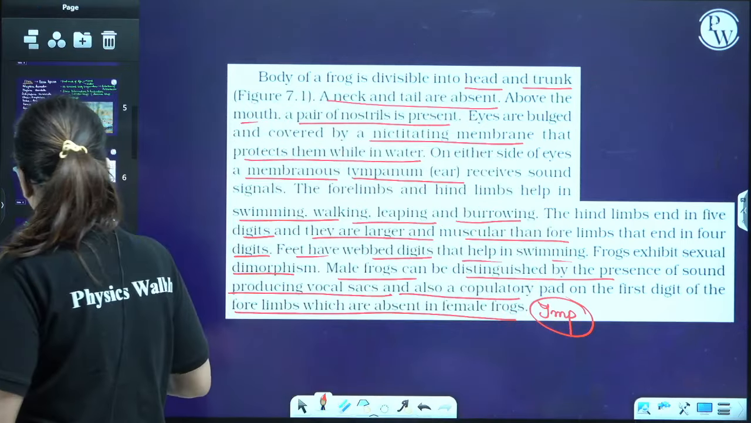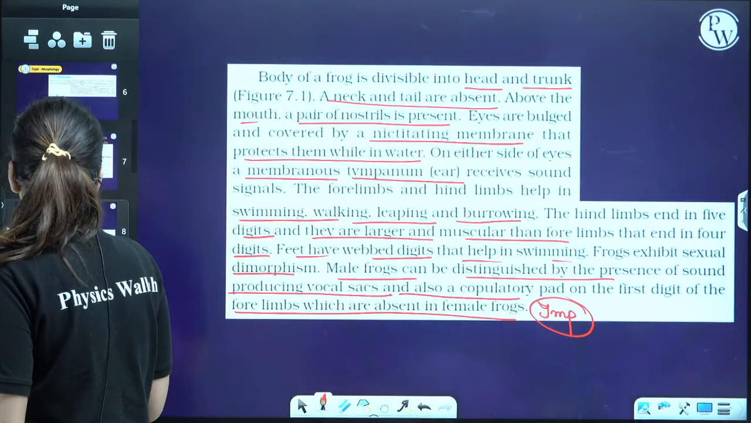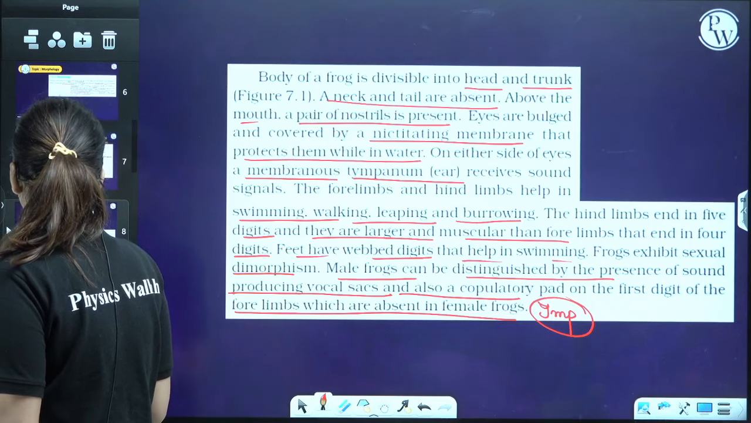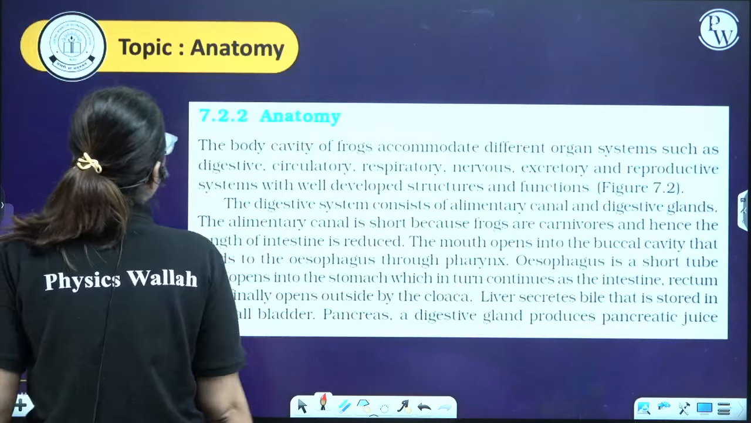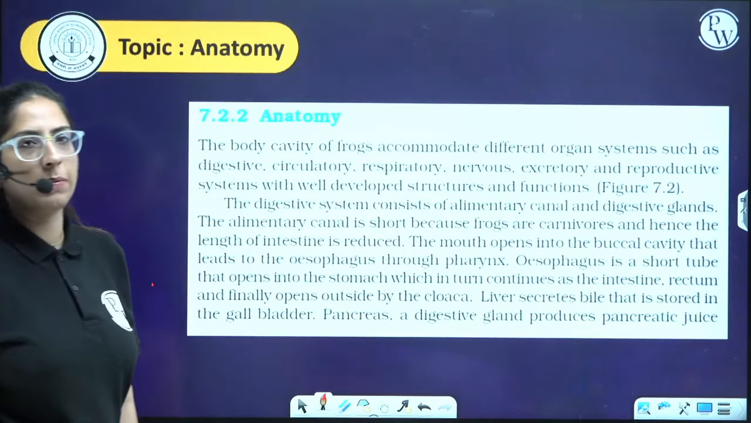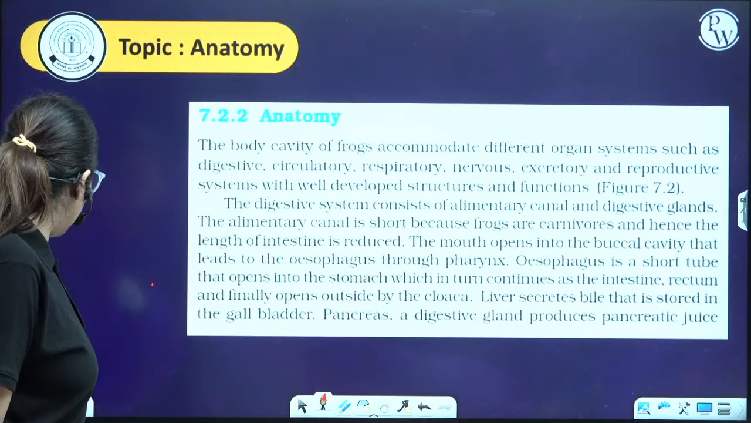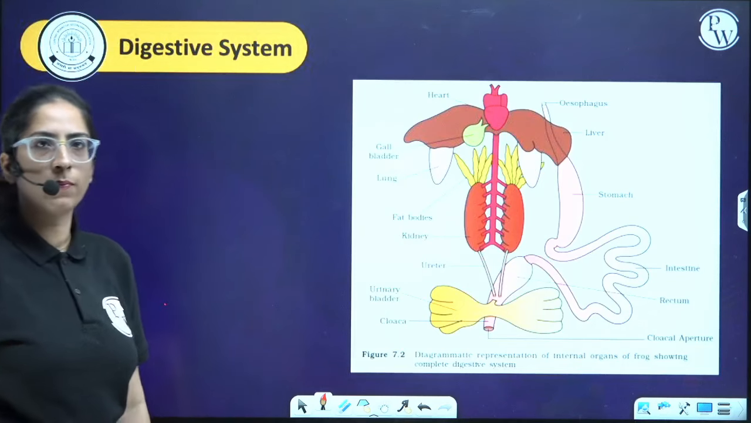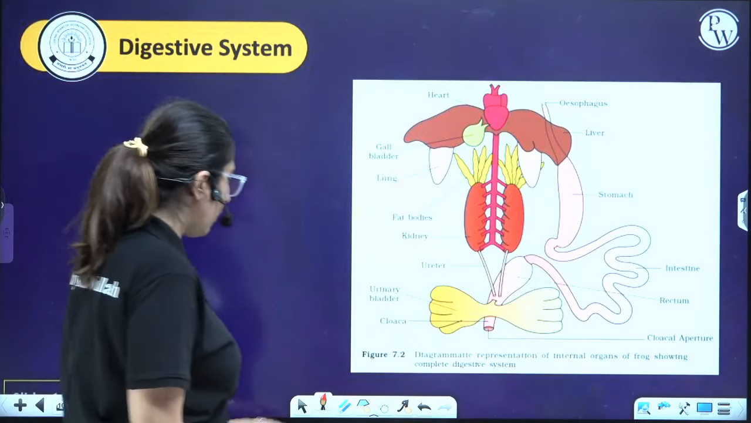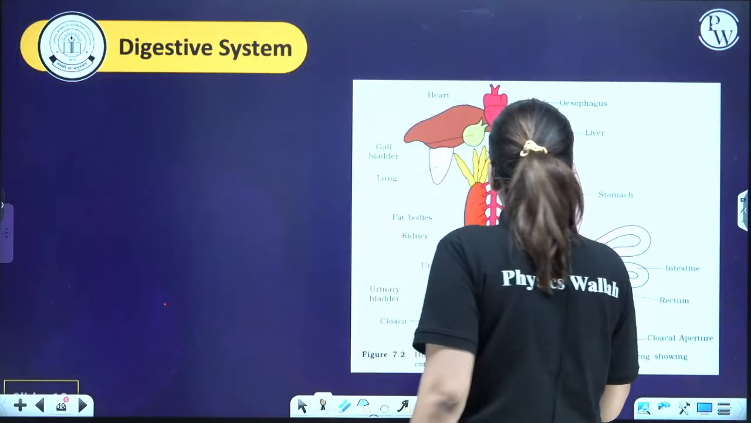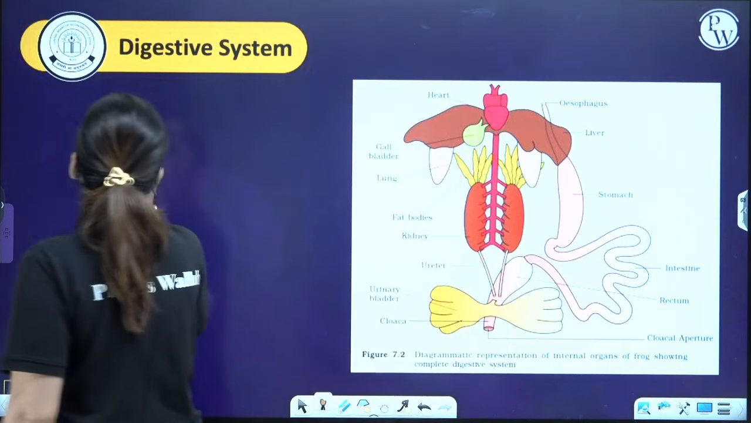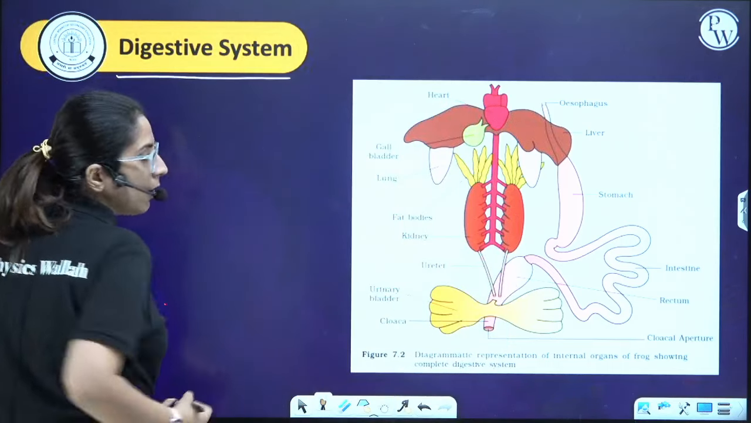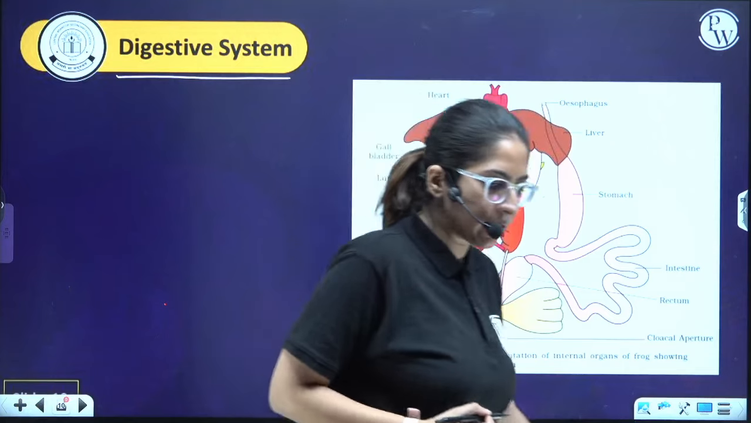In fact, in this whole topic you will find lots of things which are very much similar to us. Let's move on to the next topic, which is the anatomy. In the anatomy, let's directly move on to this structure. Clear? Now, first we are starting with the first topic, which is the digestive system.